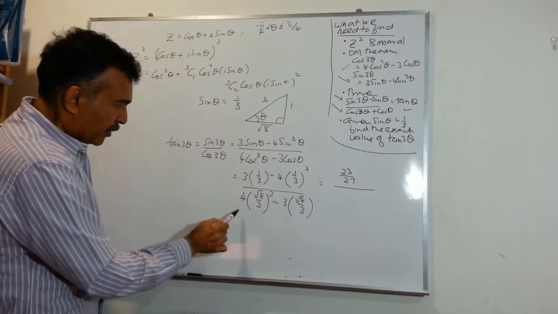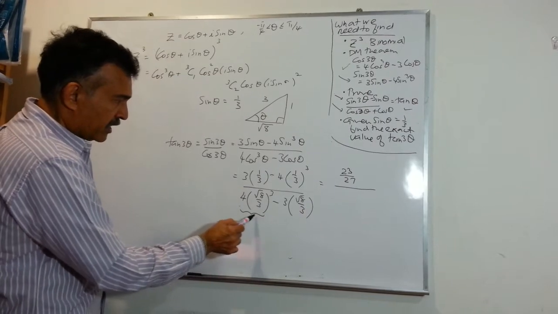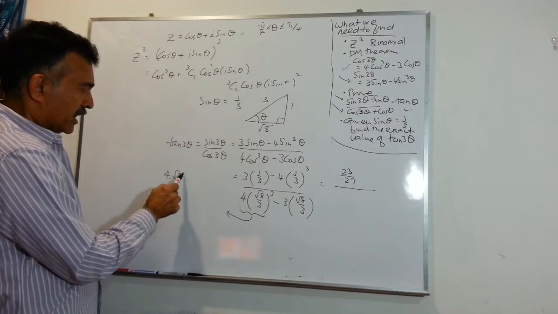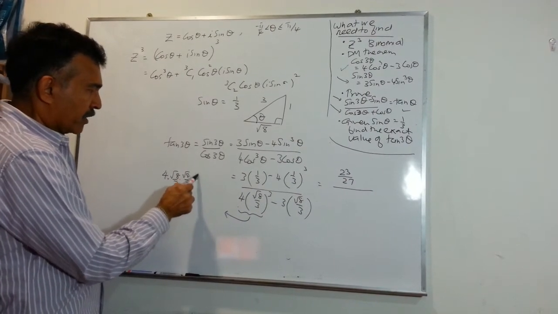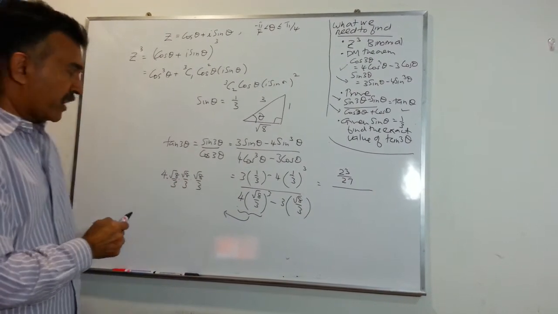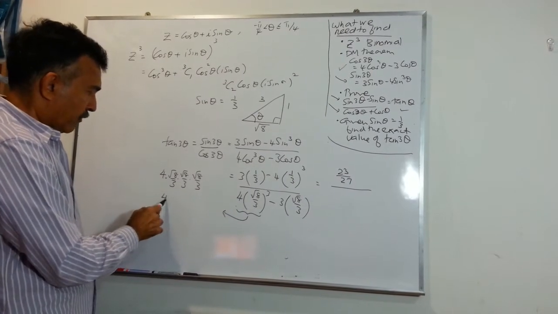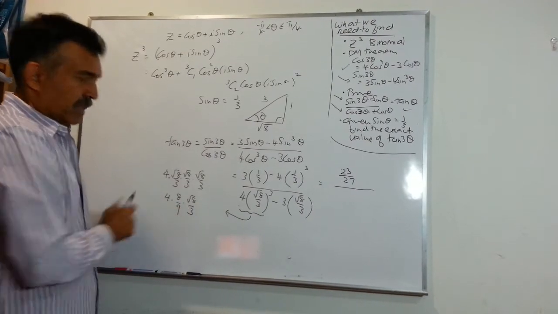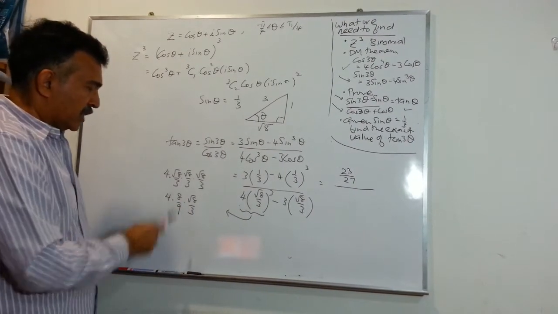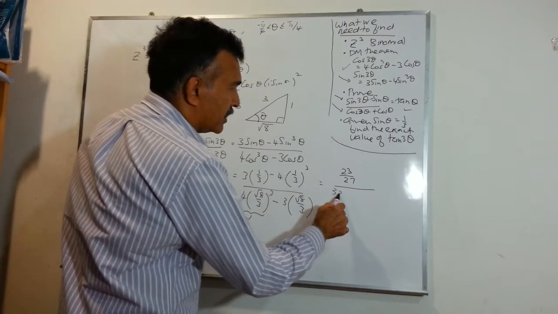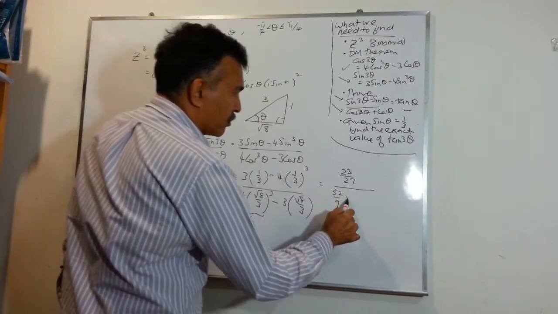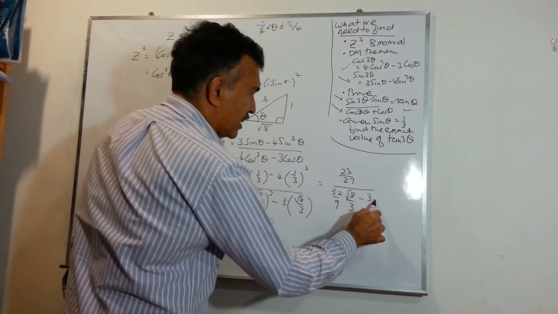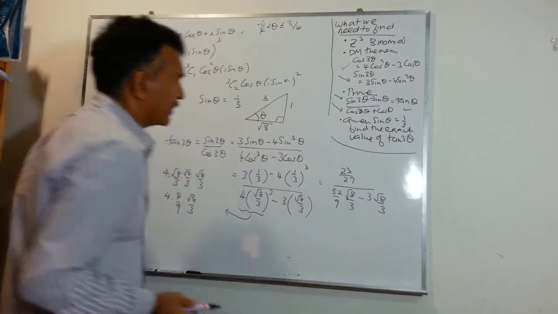Let's see. I'm going to work this out here first. This part here. I'll have 4 times square root of 8 over 3, times square root of 8 over 3, times square root of 8 over 3. Just to help you along, yeah? So this will be 4 times 8 over 9 times square root of 8 over 3. So this will be 32 over 9. So let me write it here. 32 over 9 square root of 8 over 3 minus 3 square root of 8 over 3.